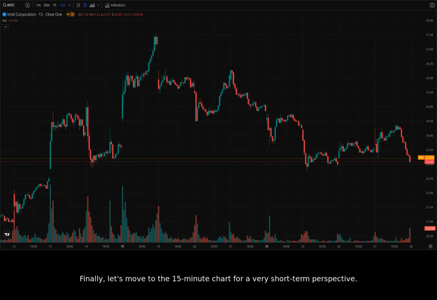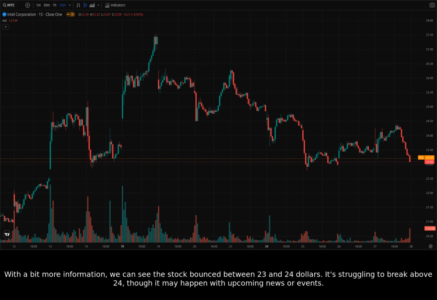Finally, let's move to the 15-minute chart for a very short-term perspective. This is most useful for day traders looking for quick opportunities. Let's focus on the last couple days. With a bit more information, we can see the stock bounce between $23 and $24. It's struggling to break above $24, though it may happen with upcoming news or events.